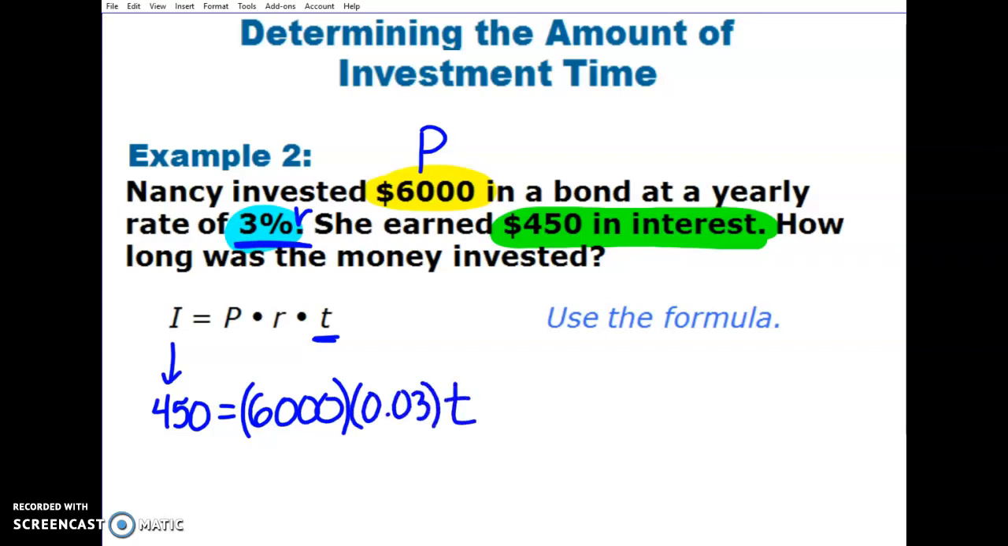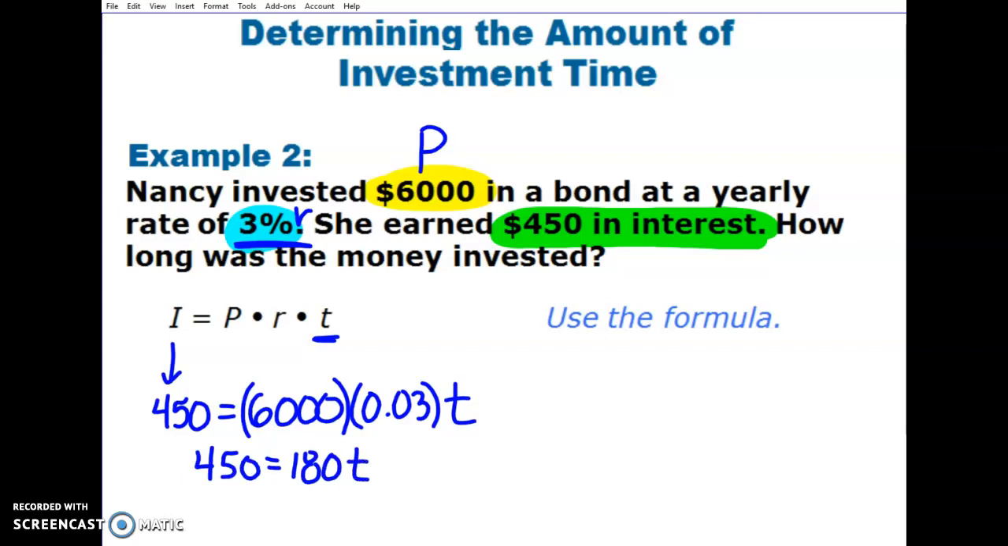And I don't know my time. So I'm going to solve for t right here. What I'm going to do is simplify each side. I can't simplify the left side, but I can take 6,000 times 3/100ths, and I get 180. So I have 450 equals 180 times t.